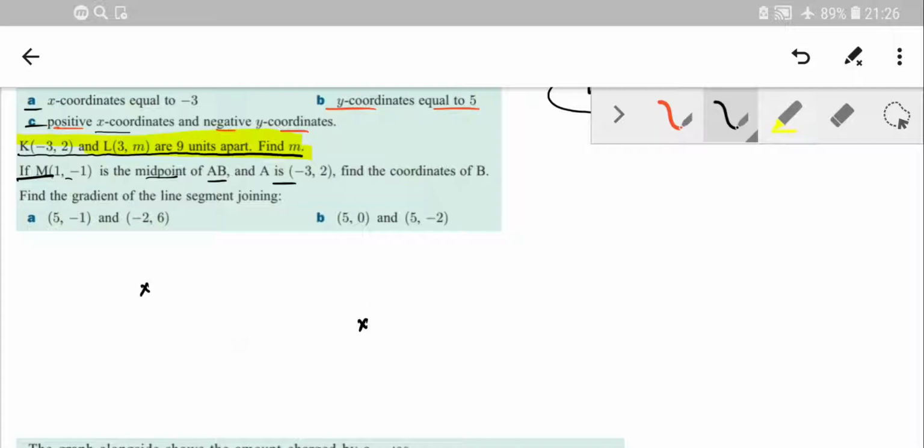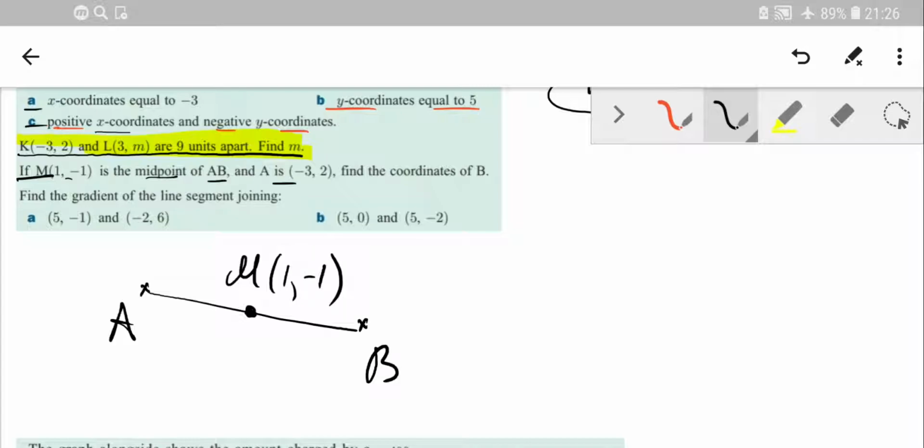Let's say this is our segment AB, and we have a midpoint. For the midpoint we have coordinates, and about A, we also know the coordinates. So what about B? Let's say they're unknown. We just mark x and y. So we're just writing the formula for the midpoint.